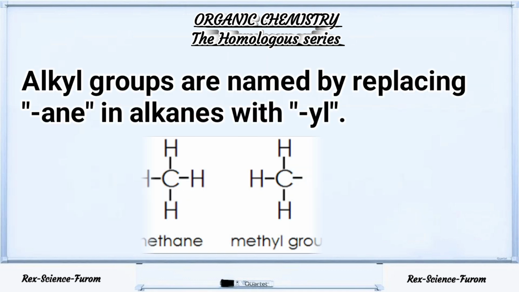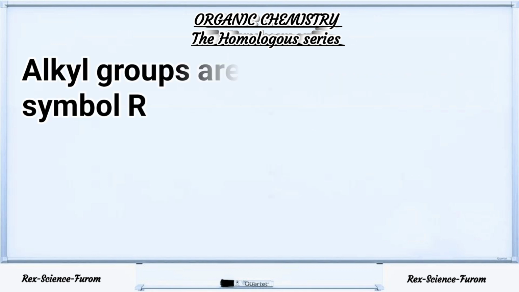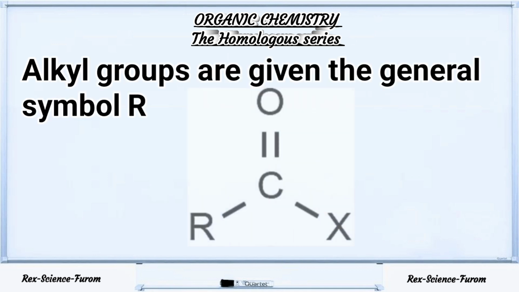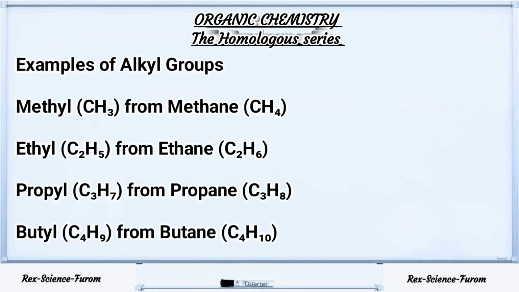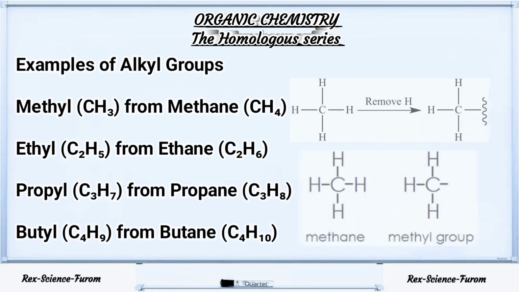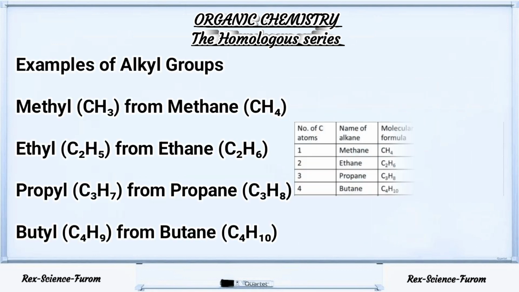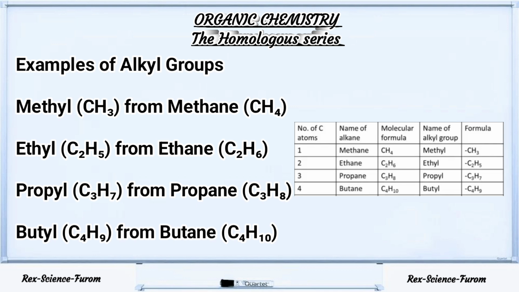Alkyl groups are named by replacing "-ane" in alkanes with "-yl". Alkyl groups are given the general symbol R. Examples of alkyl groups: methyl CH3 from methane CH4. Ethyl C2H5 from ethane C2H6. Propyl C3H7 from propane C3H8. Butyl C4H9 from butane C4H10.